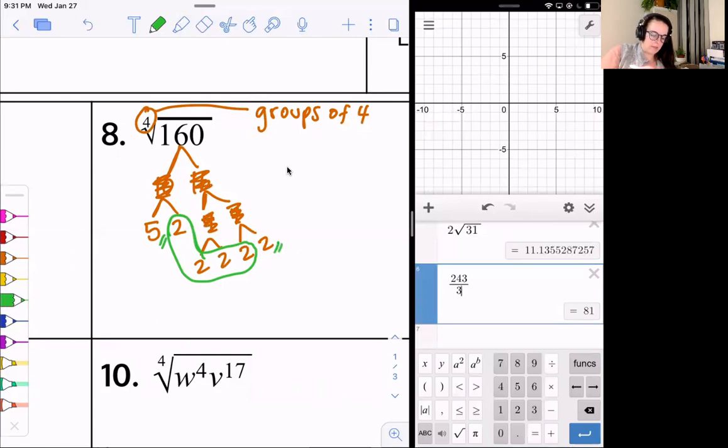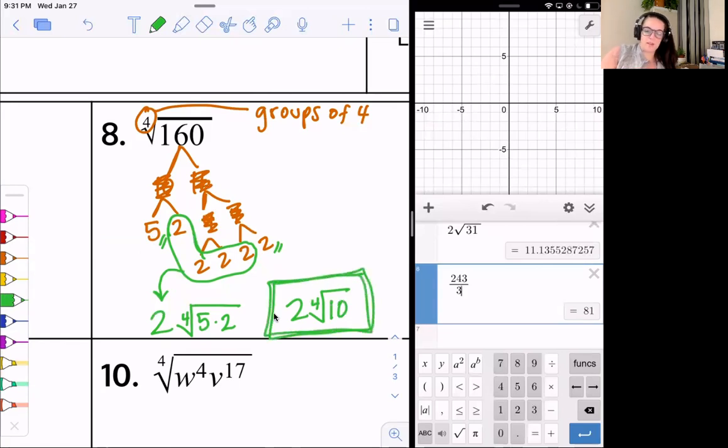So I am going to take that 2 to the outside. And then I have the fourth root this time, and I have 5 times 2 left on the inside. I have a 5 here and a 2 left over. They're left inside. So I have 2 fourth root of 5 times 2, which is 10, left over like that. And I have my final answer there.